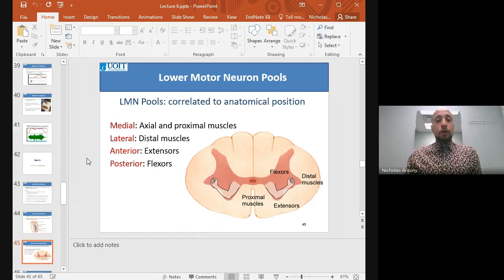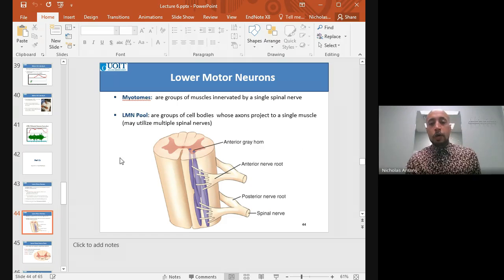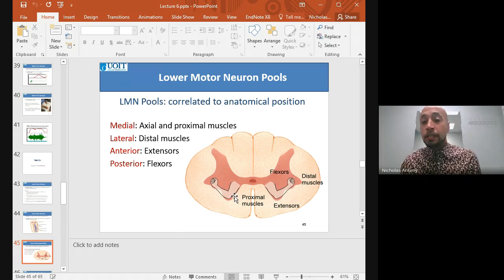Okay, let's continue on. So we talked about the lower motor neuron pool. Everyone is good with understanding what a lower motor neuron pool is? The collection of the cell bodies for a particular muscle are all grouped together. The way that they're organized anterior-posteriorly in the gray matter is also very organized. And we brought this up in the asynchronous lecture, but the lower motor neuron pools are correlated to anatomical position.